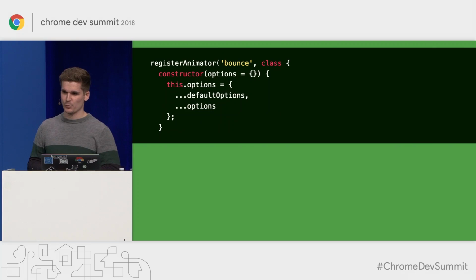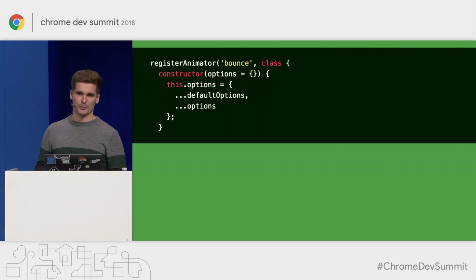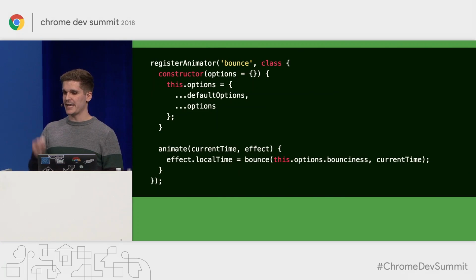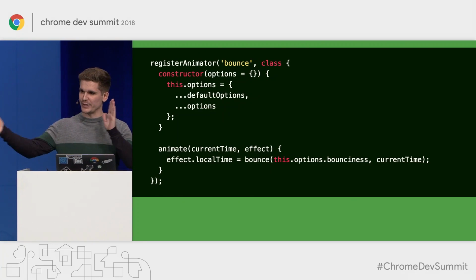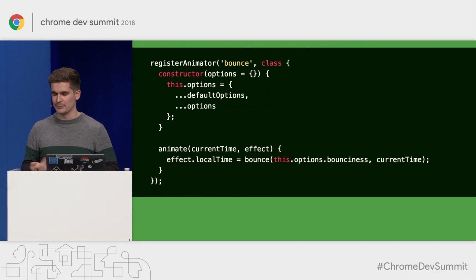So we have a constructor where we take some options. In this case, that's going to be an option for example, for bounciness, which makes sense. How bouncy is it supposed to look? And in the animate call, we're going to use this bounce function to, depending on the bounciness and the current time, determine where in between these 2 keyframes we want to end up.